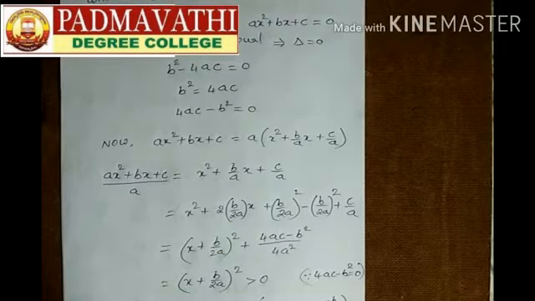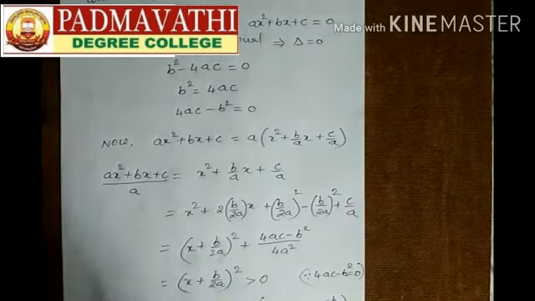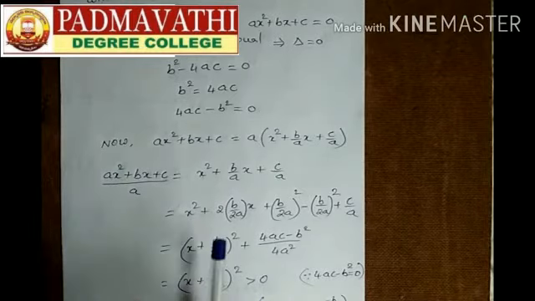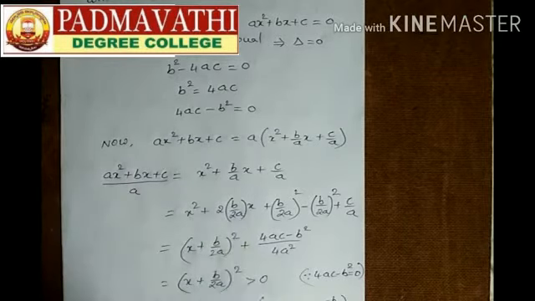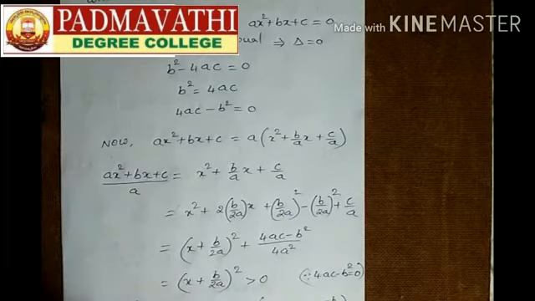In this left hand side, this a we can take to the other side. So we can write it as ax square plus bx plus c by a equal to x square plus b by a into x plus c by a. And similarly here also we can do the perfect square. So we can write it as x square plus 2 into b by 2a into x, by adding and subtracting b by 2a whole square term, plus c by a. Here we can write it as the perfect square x plus b by 2a whole square plus 4ac minus b square by 4a square.